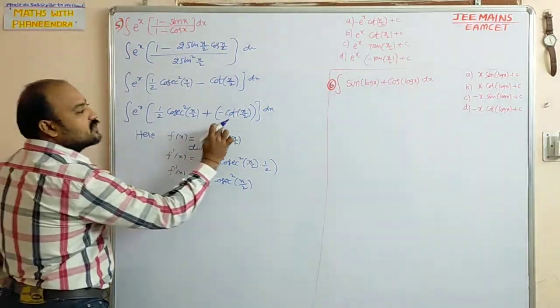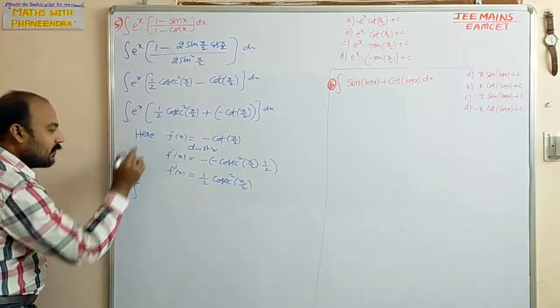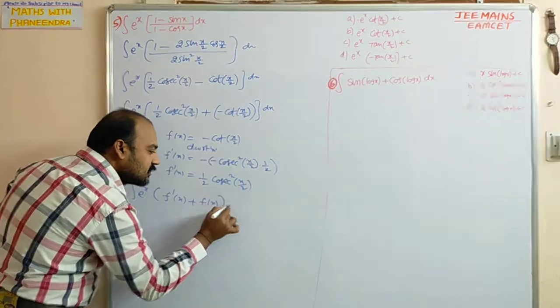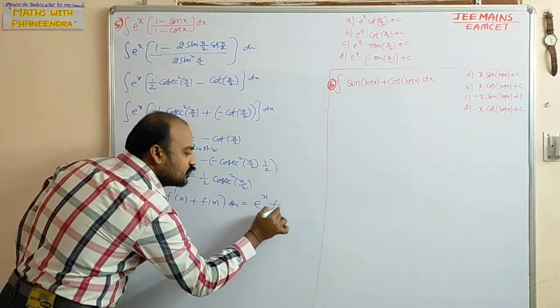This is f dash of x, this is f of x. Therefore this integral will become integral e power x into f dash of x plus f of x into dx, which is equal to e power x into f of x plus c.